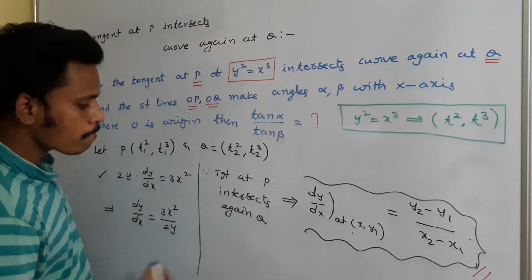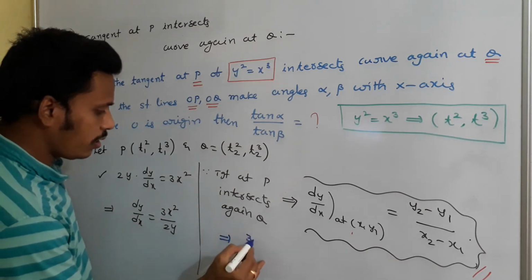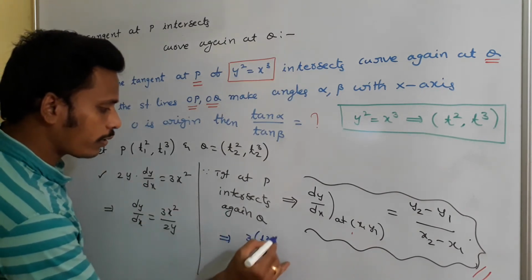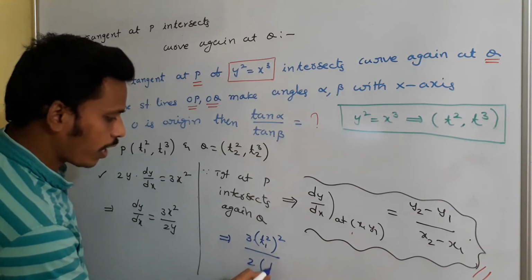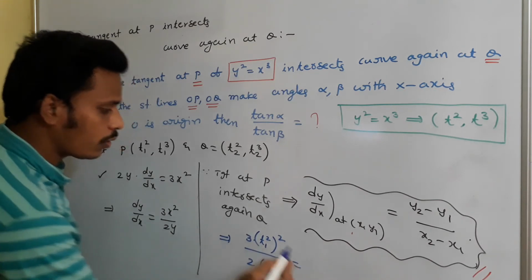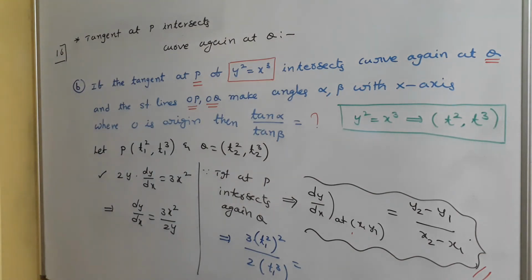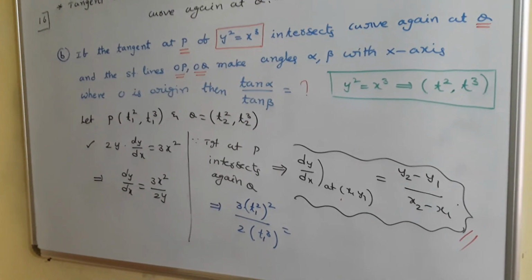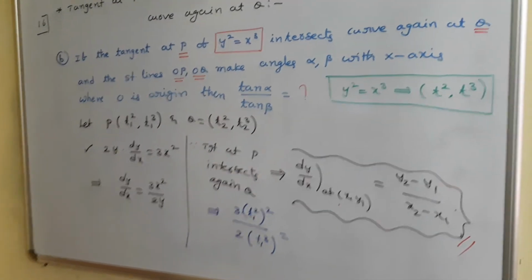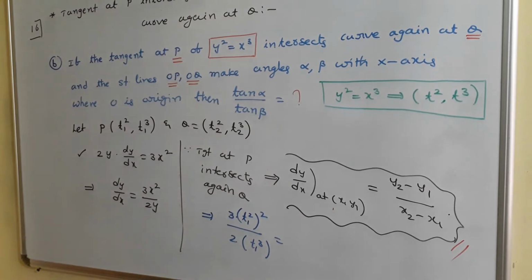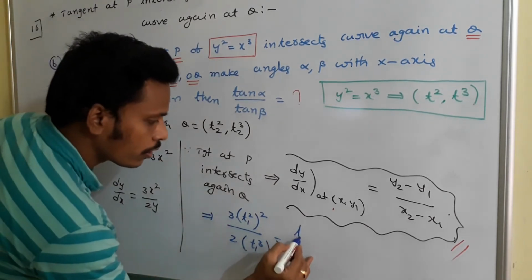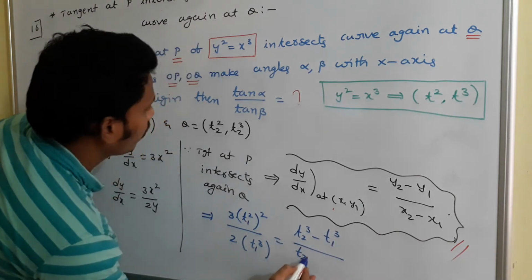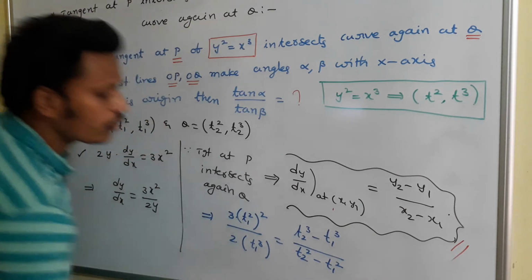I will mention here: 3 into x square, where x is t1, so t1 square whole square, divided by 2 into y1, which is t1 cube, is equal to y2 minus y1 by x2 minus x1. What is y2 and y1? In the same way, what is x2 and x1? y2 is t2 cube, so t2 cube minus t1 cube divided by t2 square minus t1 square.